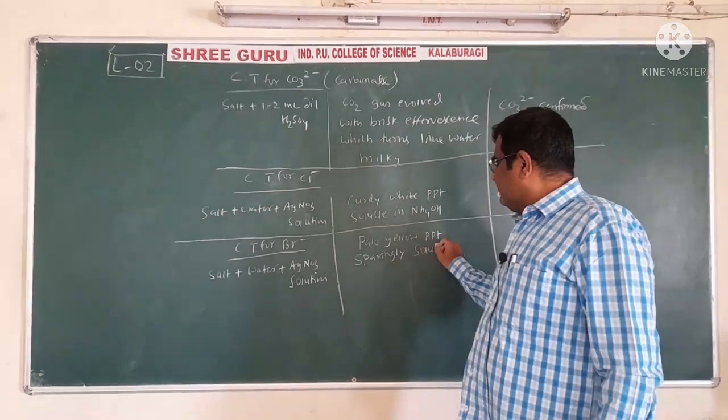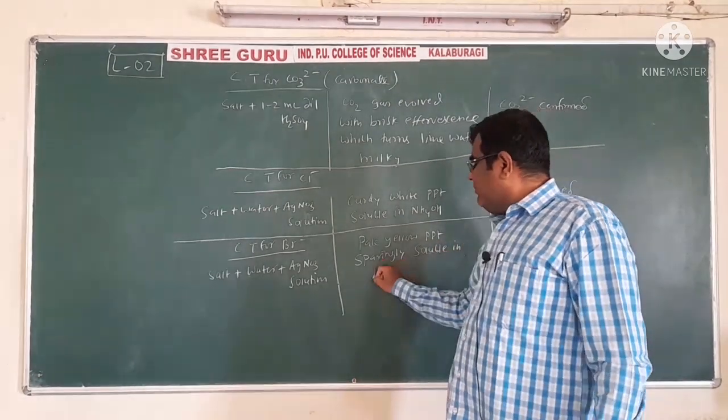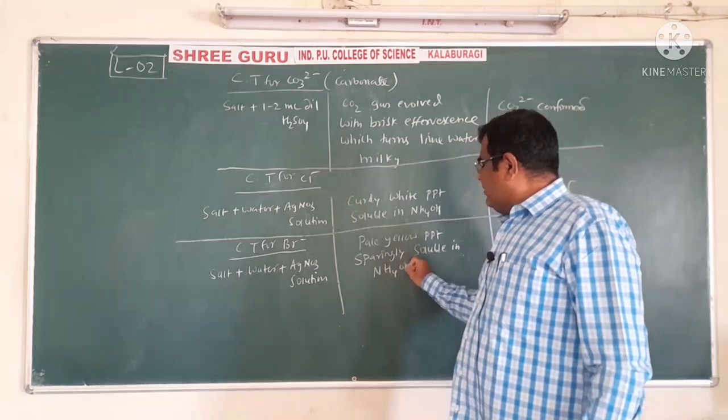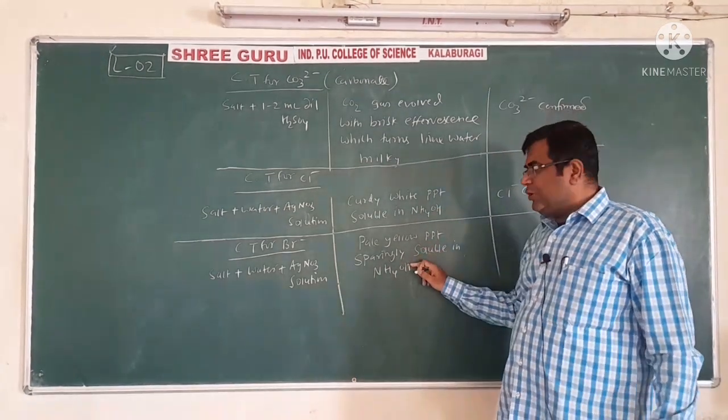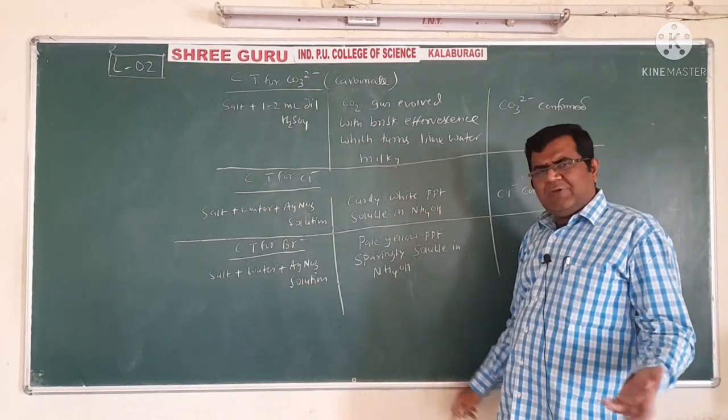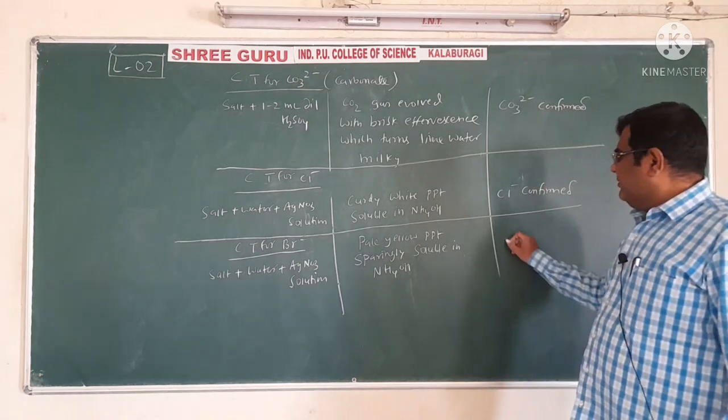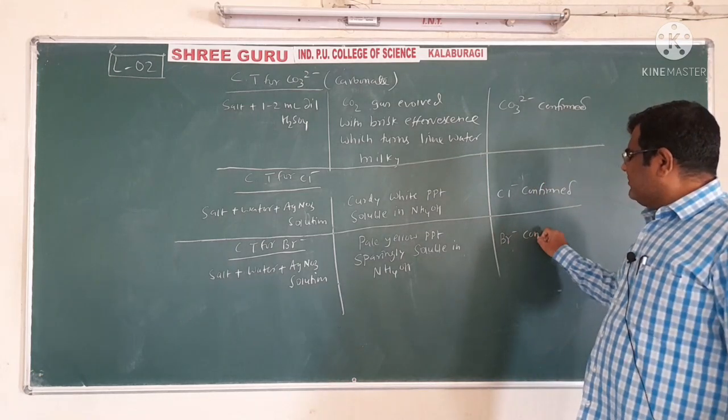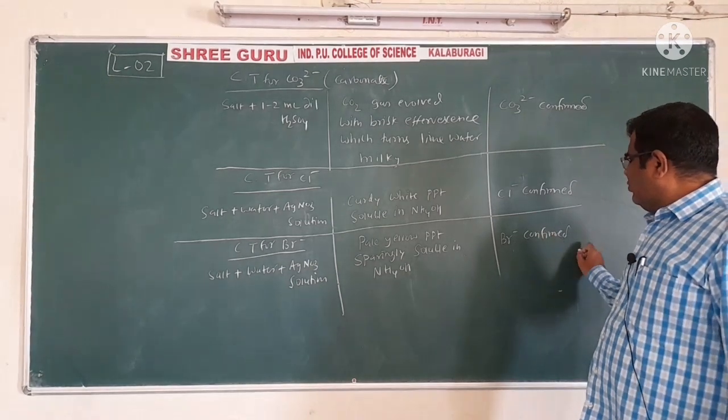Sparingly soluble in ammonium hydroxide. This completely dissolves. This is sparingly soluble. This is curdy white. This is pale yellow. You can easily distinguish. Then we can say bromide is confirmed.